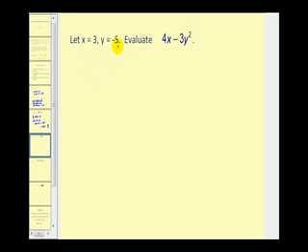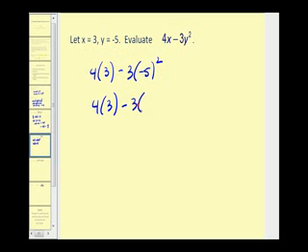Here we have x equals 3 and y equals negative 5, so we'll have 4 times x, which is 3, minus 3 times y squared, but y is negative 5, so I'll have negative 5 squared. Next we'll evaluate negative 5 squared. That'll be 4 times 3 minus 3 times negative 5 squared is positive 25. Now we'll multiply, so 3 times 4 would be 12 minus 3 times 25 is equal to 75. And then finally 12 minus 75 is equal to negative 63.